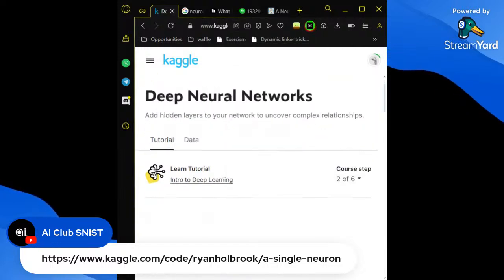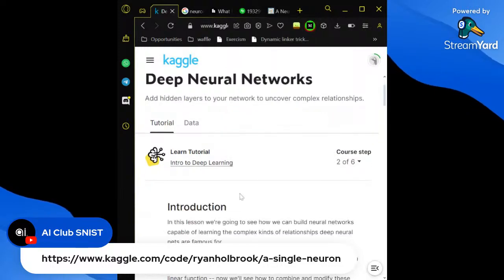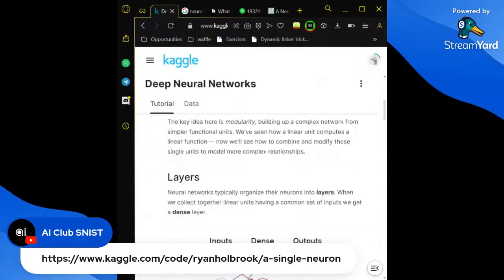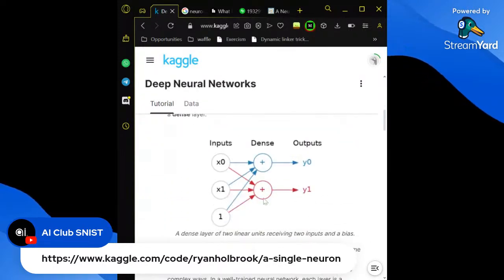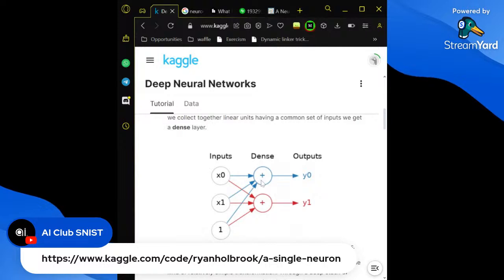Well, is there a single type of layer, or are there multiple types of layers? There are multiple types of layers. For example, this is a dense layer. In a dense layer, each neuron is connected to every neuron in its previous layer. For example, let's take this blue one. It's connected to x0, x1, and bias. And this one is connected to again x0, x1, and 1.